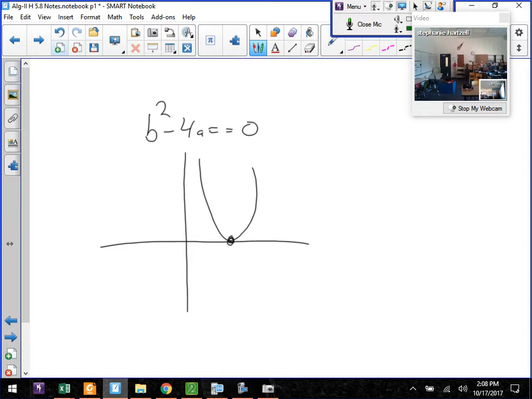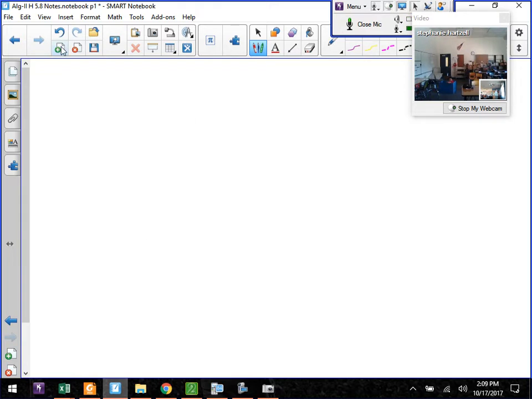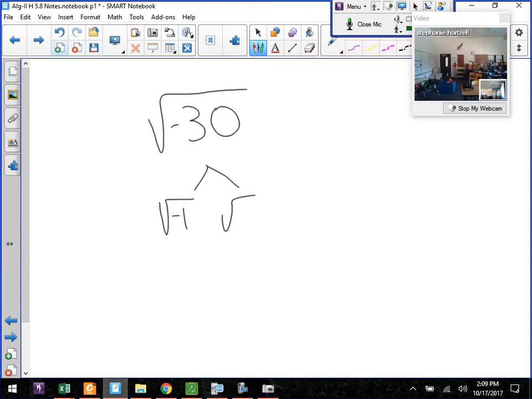Don't worry about graphing imaginaries. You'll do that in pre-calc. Okay, imaginary numbers. Remember, with imaginary numbers, we take the square root of some negative value. When you take the square root of a negative, remember, numbers can be written as composites. So you've got the square root of negative 1 and the square root of 30. And 30 doesn't have a perfect square root, does it? So my answer would have been i root 30.